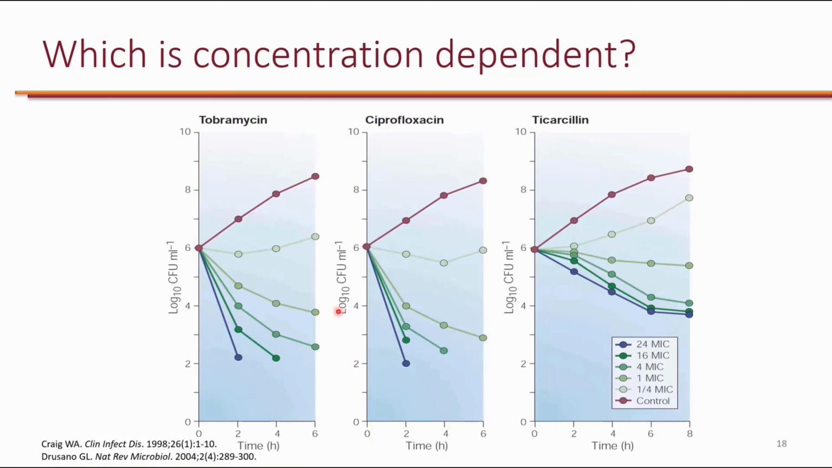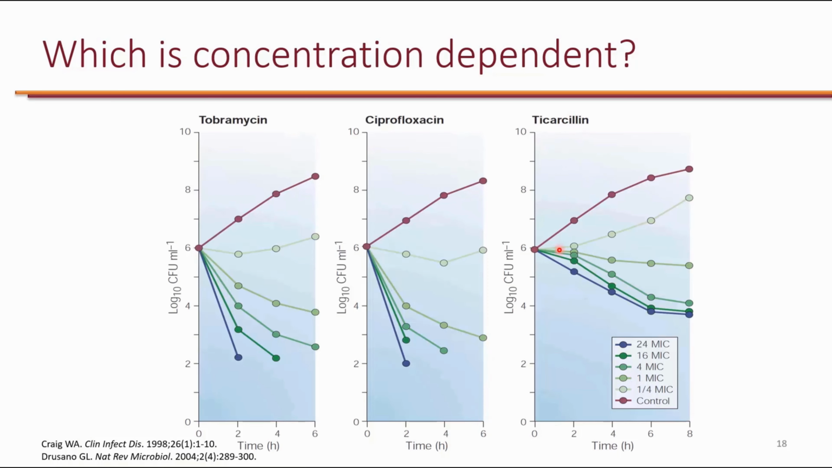Now let's look at ciprofloxacin. They did the same experiment. You can see that as they increased the concentration of ciprofloxacin, more and more of the organism died as time went on. Now compare that to ticarcillin, which is a beta-lactam.